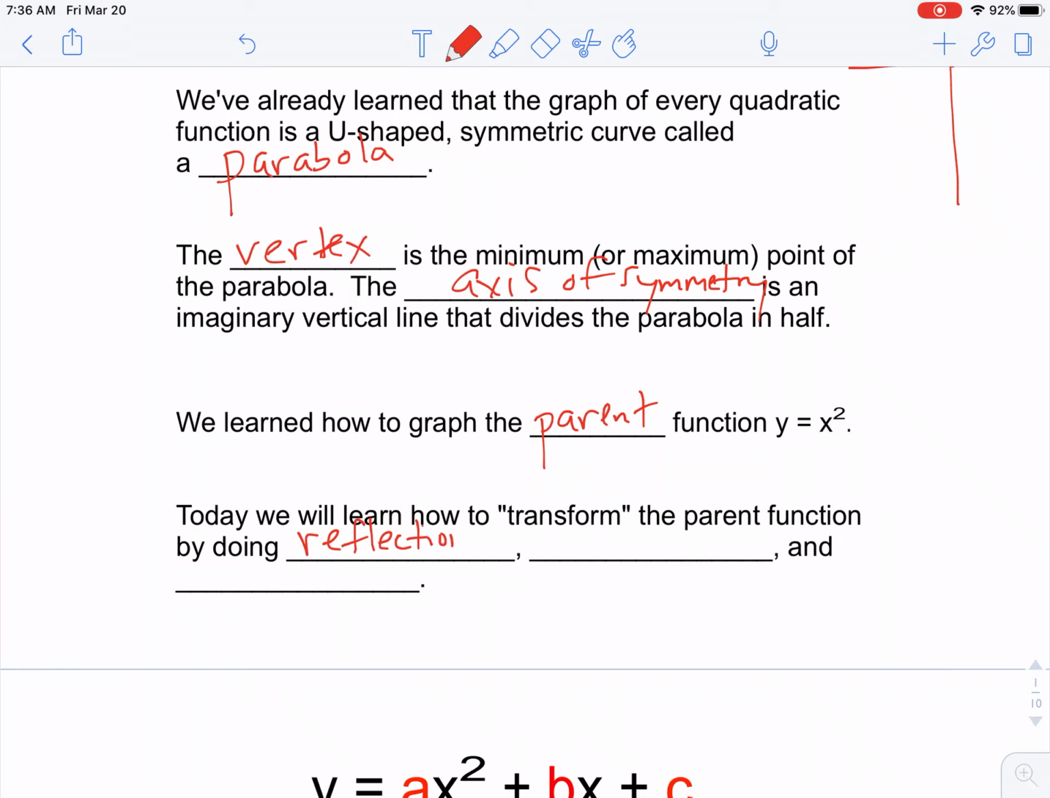A reflection is just a flip. We're going to be doing translations. Translation is just a slide. And the last one's called a dilation, which is a stretch or a compression. Okay?